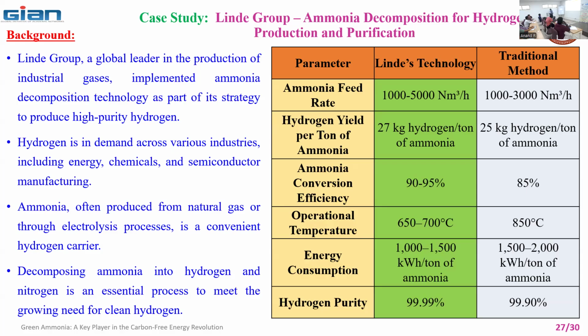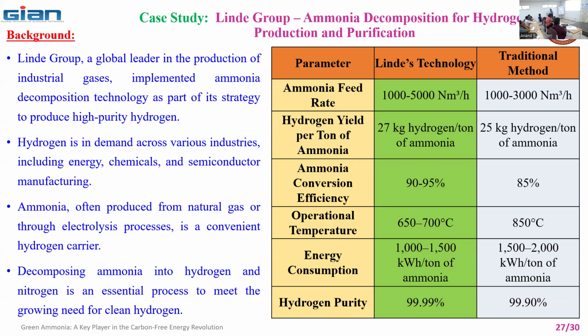Here they are claiming 27 kg of hydrogen per ton of ammonia from Linde technology. The traditional method produces about 25 kg hydrogen per ton of ammonia. The ammonia conversion efficiency here is 90 to 95%, which Linde is claiming. The traditional method, as we have discussed, comes around 88%. Operating temperature: the traditional method is 850 degrees, but the Linde method is comparatively 150 degrees lower than that. Energy consumption is going to be compared to the traditional method.